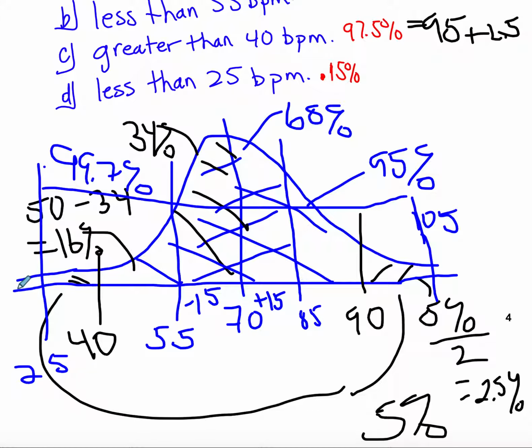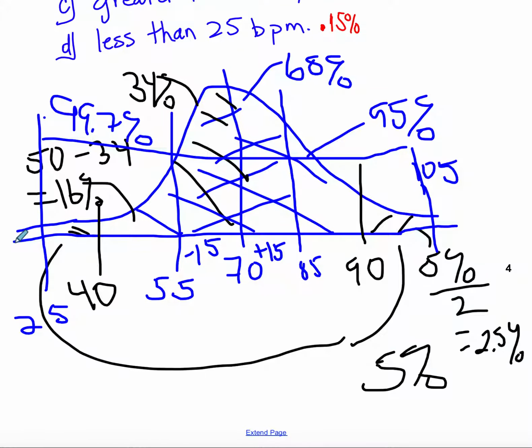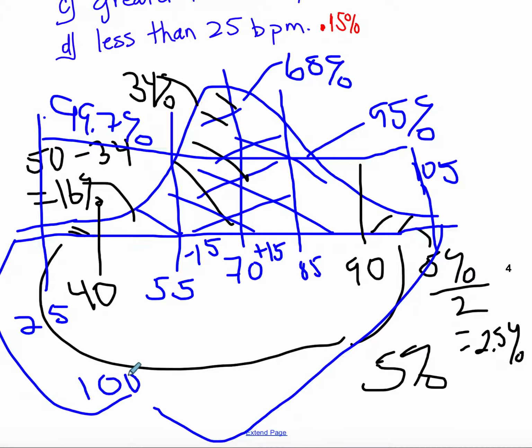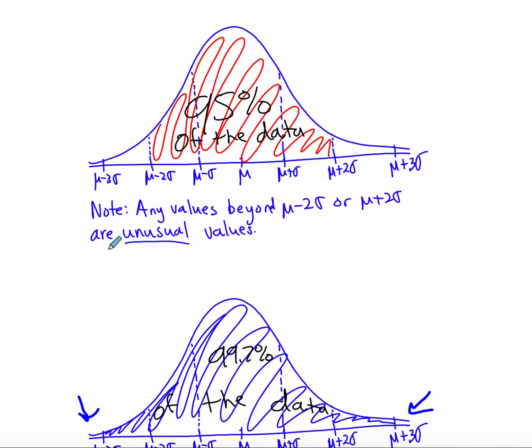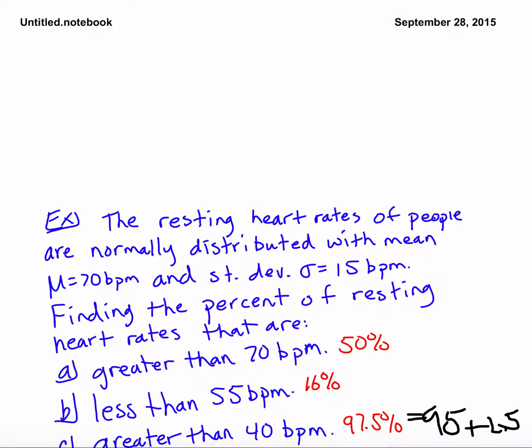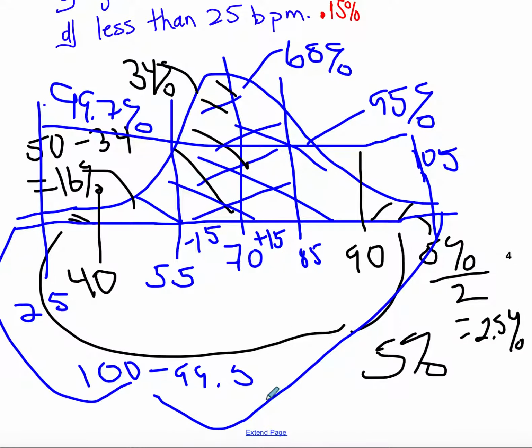So again, how much is in these last two spots? So how much is total in here? So total in there would be 100 minus 99.7. Let's go look at the empirical rule and remind ourselves what it is. It is 99.7, sorry. So 99.7, and that would give me 0.3%.